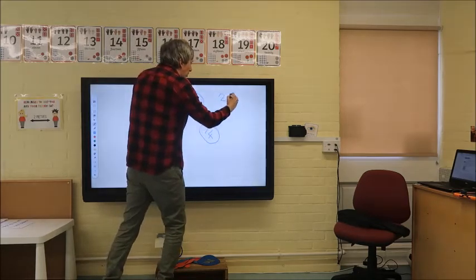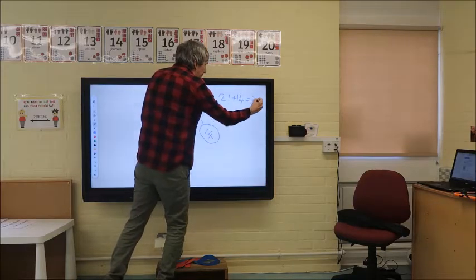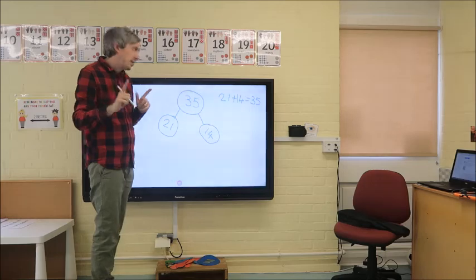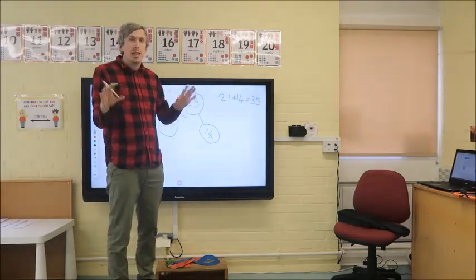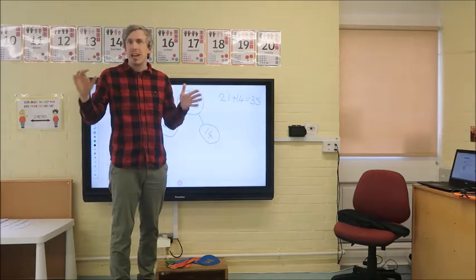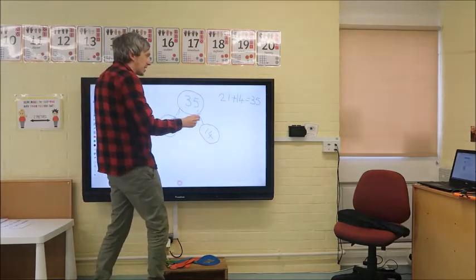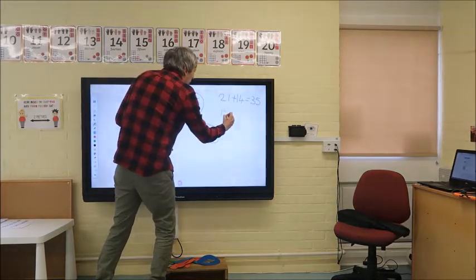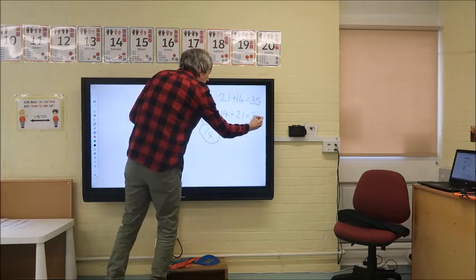So 21 and 14 is equal to 35. That's my first one. And then the second one is really easy actually, because all I've got to do is swap them around. Because when I'm adding, it's what we call commutative, which means we can add in any order. It doesn't matter which way around they are, my two numbers that I'm adding. So I'm then going to have 14 and 21 equals 35.